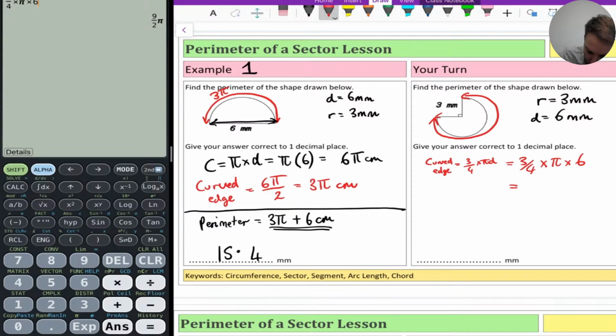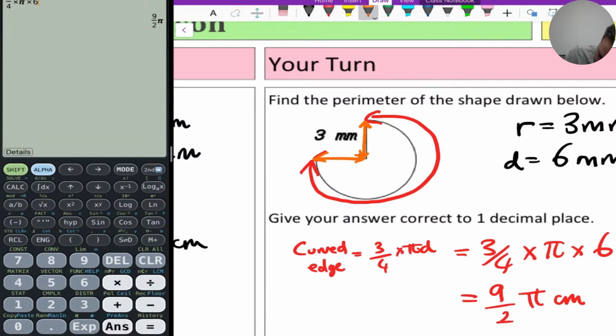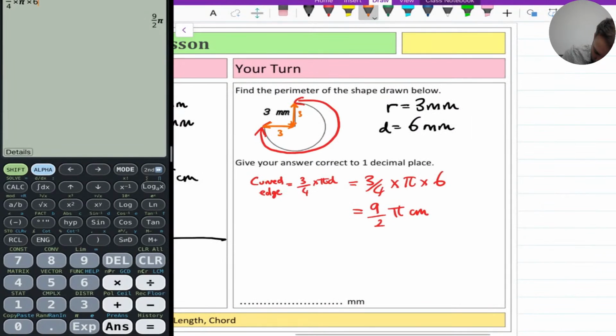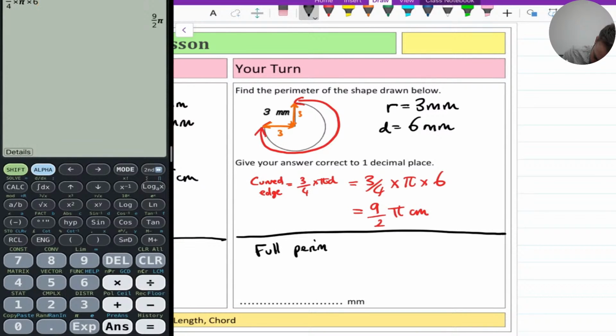I'm going to zoom in really close there. You've got two extra parts on this. And your two extra parts are this part here and this part here, which is going to be the 3 on this one and the 3 on this one. Okay, so when you're adding these, the full perimeter is equal to the curved edge, which is 9/2 pi, plus 3 plus 3.